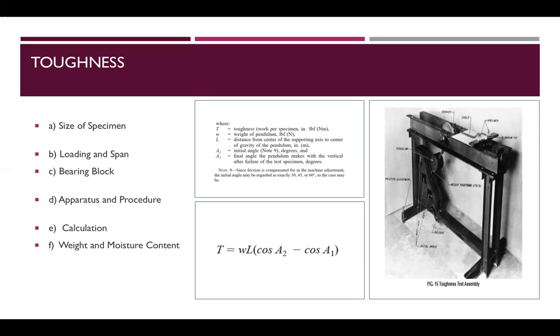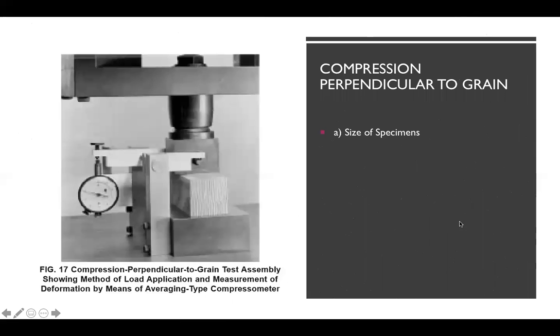And for the weight and moisture content, the specimen shall be weighed immediately before the test and after the test. Moisture section approximately 2 inches, 50 millimeters in length shall be cut from the specimen near the failure. The next procedure is the compression.